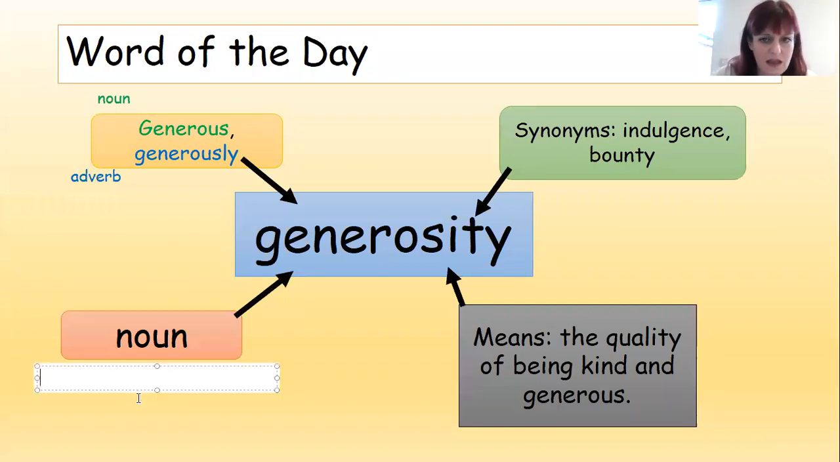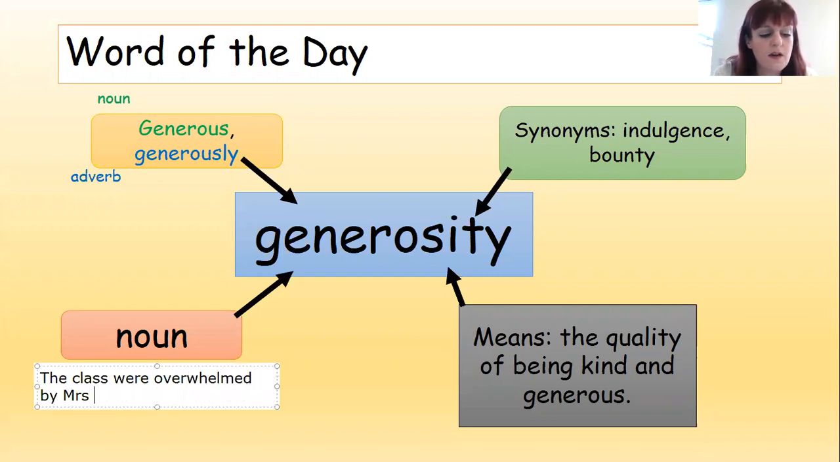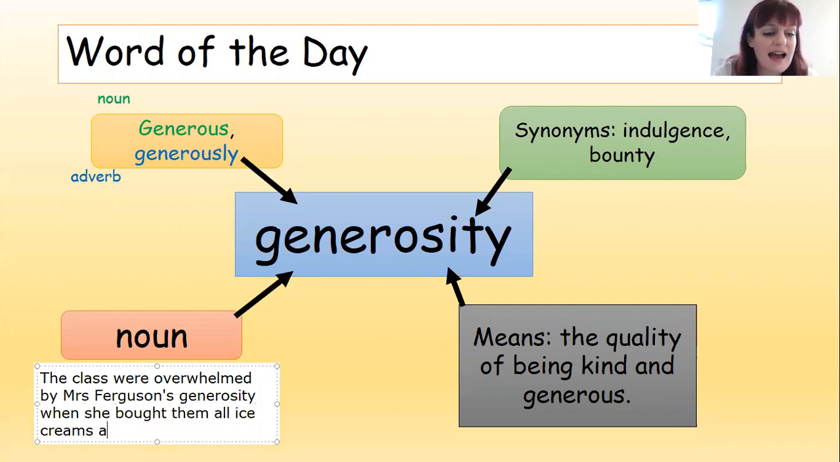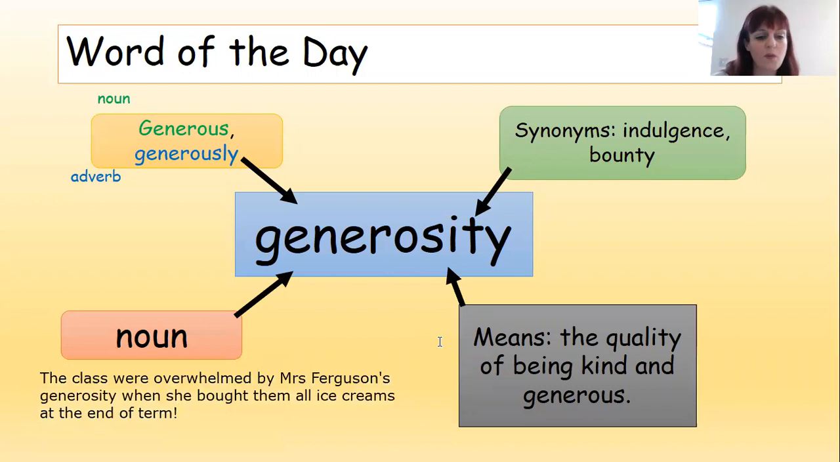Okay, so let's see if I can write a sentence today. Right, let's have a think. The class were overwhelmed by Mrs. Ferguson's generosity when she bought them all ice creams at the end of term. Okay, there we go. Don't hold me to that though. So there is my sentence: the class were overwhelmed by Mrs. Ferguson's generosity when she bought them all ice creams at the end of term.